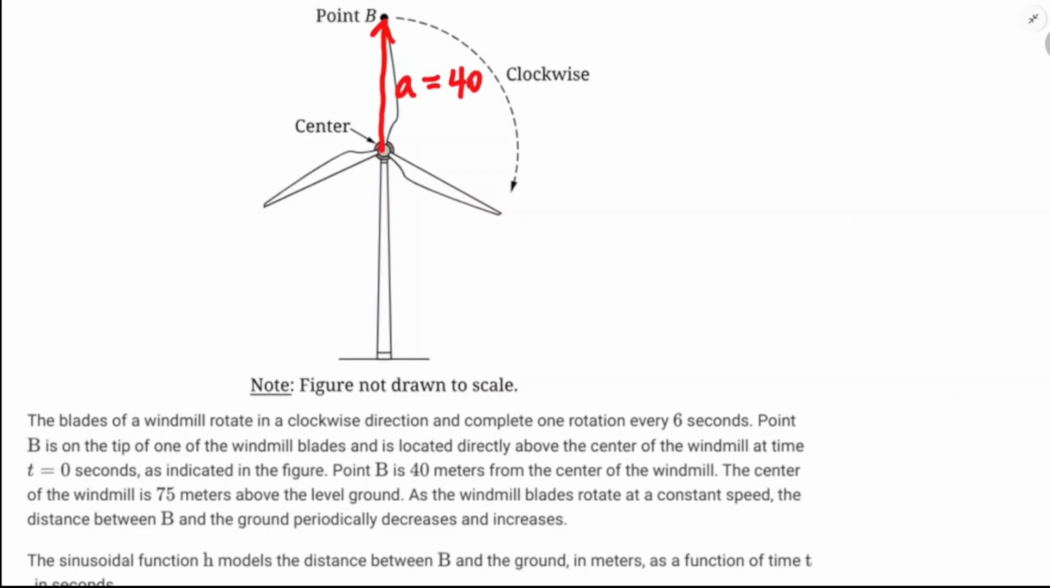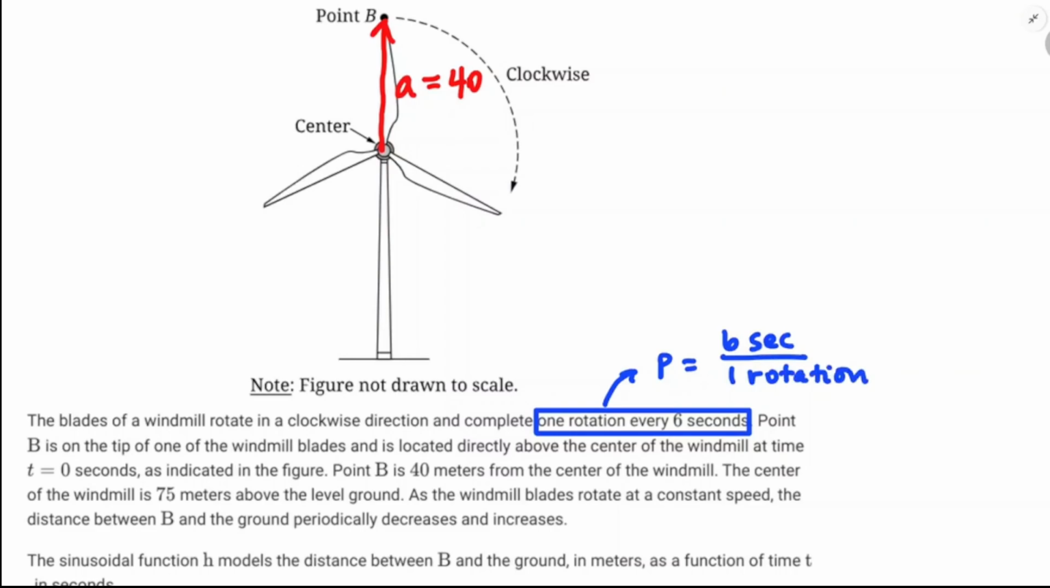Okay, and then when it said that it completed one rotation every 6 seconds, that's kind of giving me the period. Period is time divided by number of cycles. One rotation every 6 seconds. Yeah, so time 6 seconds divided by number of rotations, one rotation. Okay. And then I will probably also need the midline here. Yeah, it's going to be 75. The center of the windmill is 75 meters above the level ground.